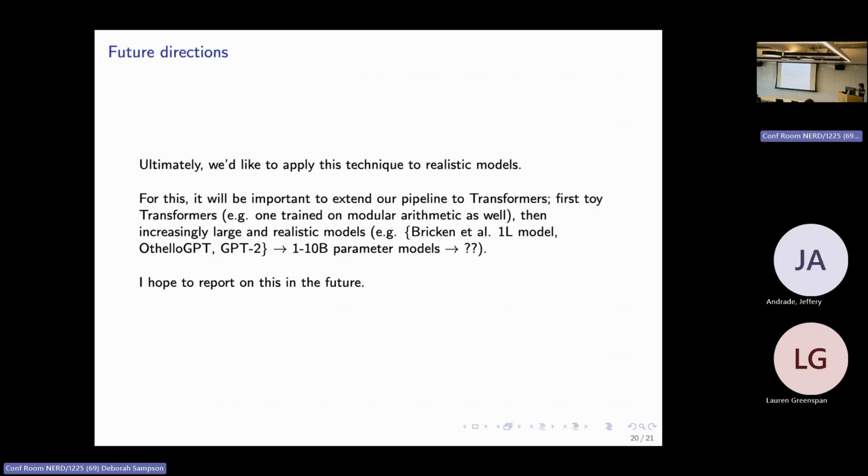Yeah, and then the future directions, I guess, is kind of an obvious direction. Ultimately, our goal is to apply this technique to realistic models. And for this, it will be important to extend this pipeline to both transformer architecture and then increasingly large and realistic transformers. These are kind of two separate things that have to happen for this project to work: for it to generalize to transformer architectures and then to scale.